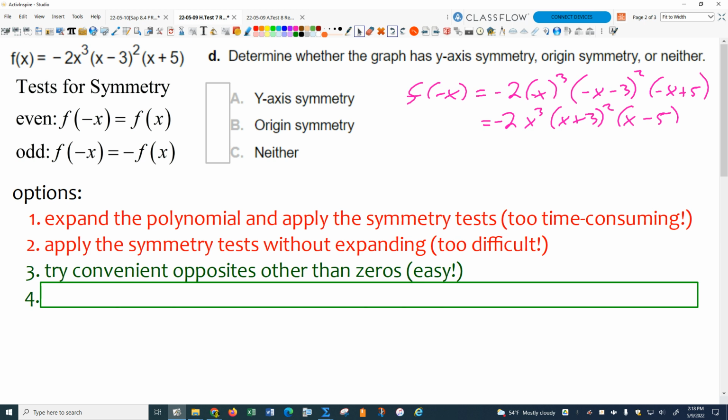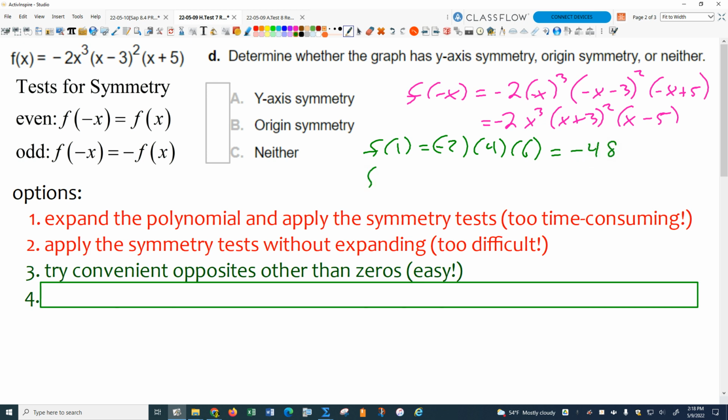So if we apply that test, what's f of 1? I can plug f of 1 in, and we're going to get negative 2 times 1 cubed, so I get negative 2 times 1 minus 3, which is negative 2 squared, is 4, times 1 plus 5, which is 6. So that's giving me negative 48.